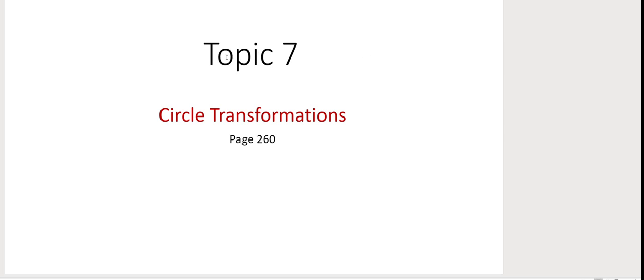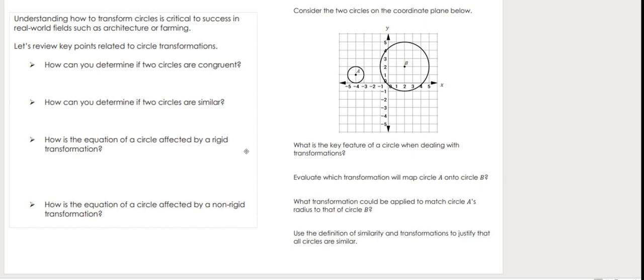Today we're going to do topic 7, which is circle transformations. I'm going to make this video so it will help you understand. This is a very easy topic because we've done transformations before, but this is relating to circles. I'm going to walk you through the pages of the Math Nation book. If you have your book, you can follow along. If not, you can just watch this video and follow along.